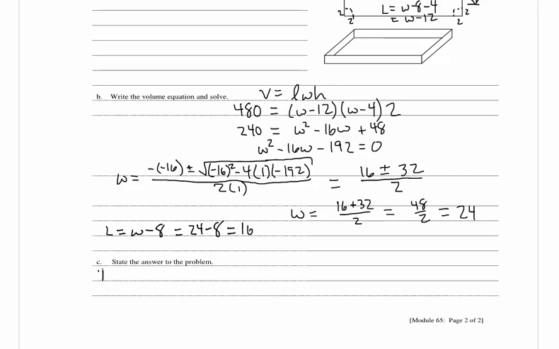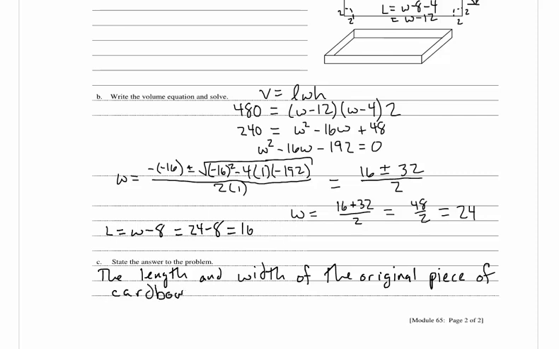So we can say that the length and width of the original piece of cardboard is 16 inches and 24 inches.